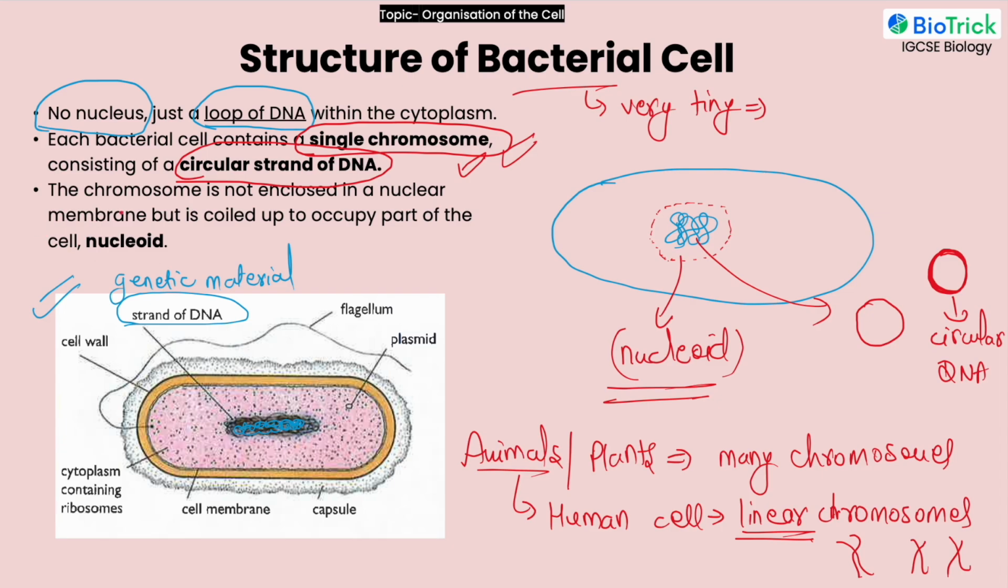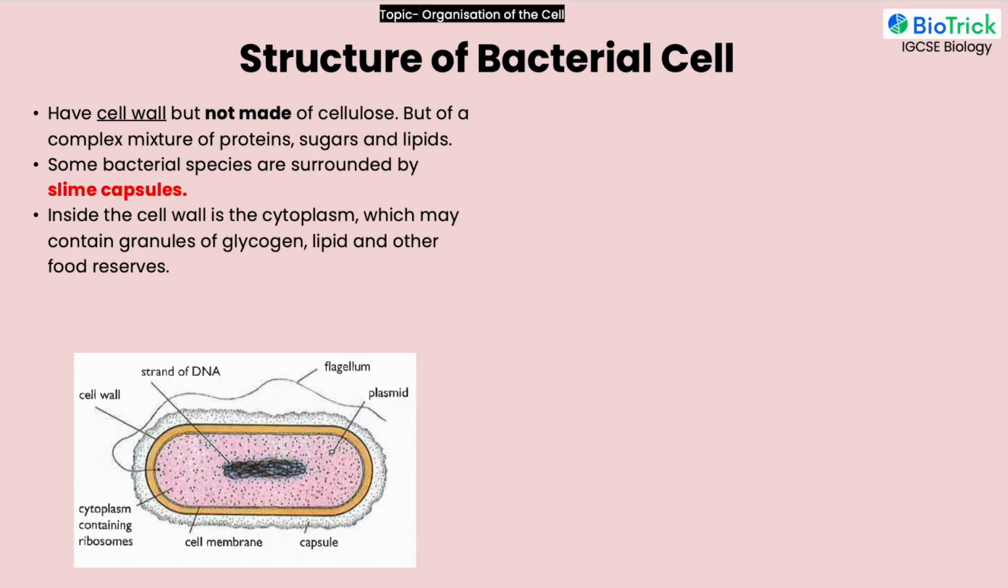Okay. The next point is that the chromosome is not enclosed in a nuclear membrane. This we have discussed, but it is coiled up to occupy part of the cell that is called the nucleoid. Part of the cell means the region where the genetic material is lying, and that region is called the nucleoid. Okay. The next point is the cell wall. The bacteria have a cell wall, but it is not made up of cellulose.